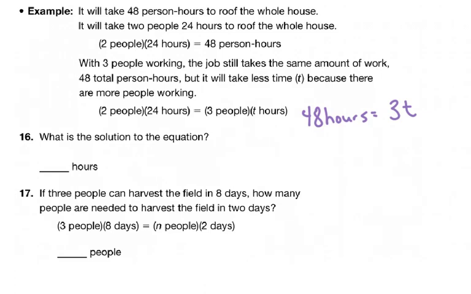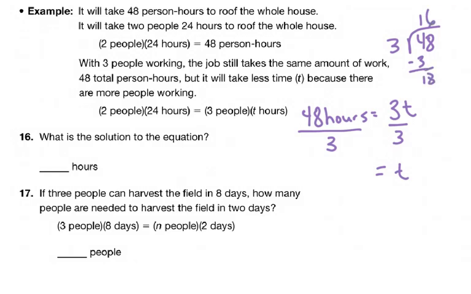And so we're going to isolate our variable again by dividing by 3. And so we have to figure out what 48 divided by 3 is. Take a minute, pause your video. Good, so let's check your work. Good, so you should have told me that 16 hours equals T. So if 3 people work, it's going to be 16 hours.